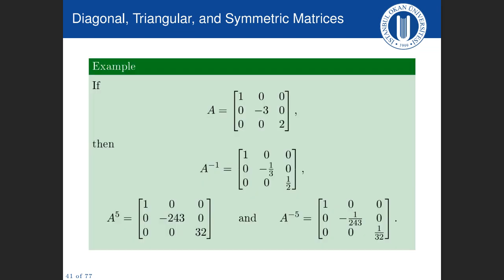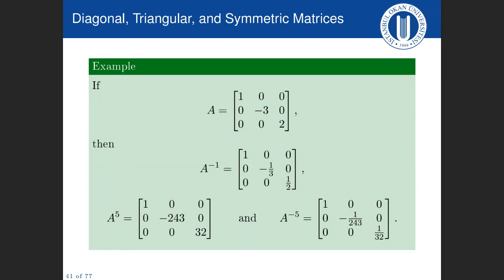So for example, if A is the matrix 1, 0, 0, 0, minus 3, 0, 0, 0, 2, that's a diagonal matrix. We do not have a 0 on the main diagonal, so this matrix must be invertible. And we can write down the inverse quickly. 1 divided by 1 is 1. 1 divided by minus 3 is minus a third. 1 divided by 2 is a half. So very quickly, I could write down A inverse.